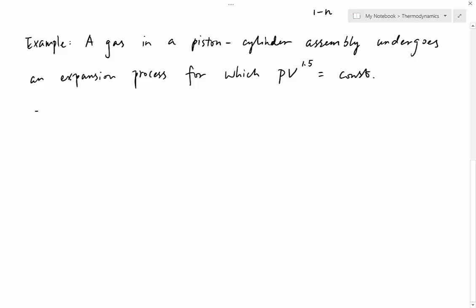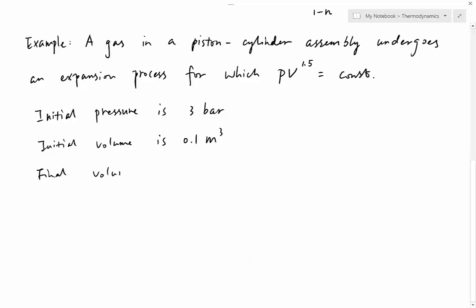And then we also let you know the initial pressure is 3 bar. Initial volume is 0.1 cubic meter. And then the final volume is 0.2 cubic meter. It has to be bigger than initial because it is an expansion process.